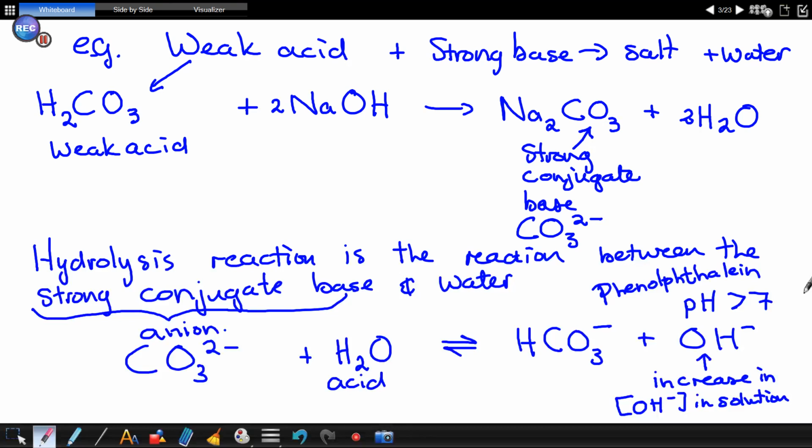And what is a suitable indicator for the strong acid, weak base? Methyl orange. Yes, you're sharp. Methyl orange. So phenolphthalein is good for weak acid, strong base. So remember, this is the only indicator that we must learn.